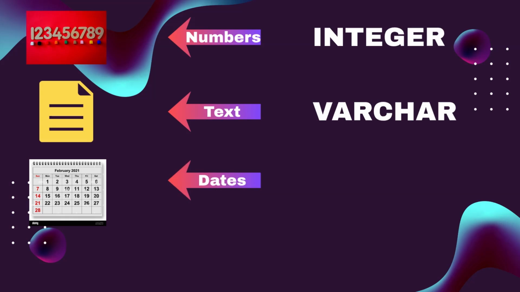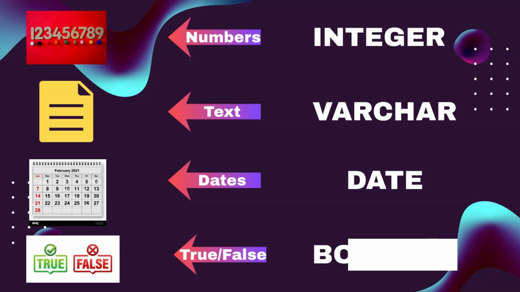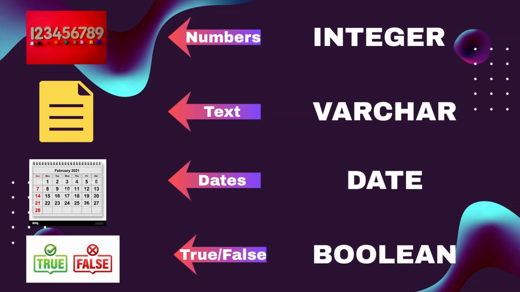The next one is date. Date is used to store date values. For example, joining date or birth date. And finally, boolean. So boolean stores only two values, true or false. For example, whether an employee is active or inactive. So depending on the type of data, SQL uses different data types for proper storage and processing.